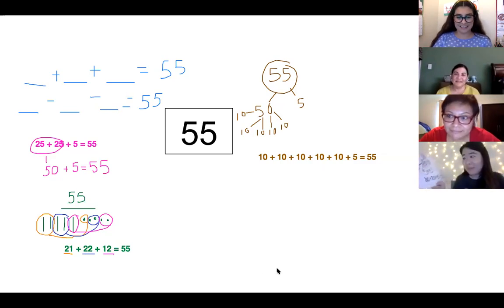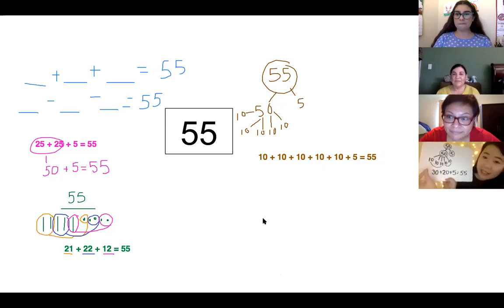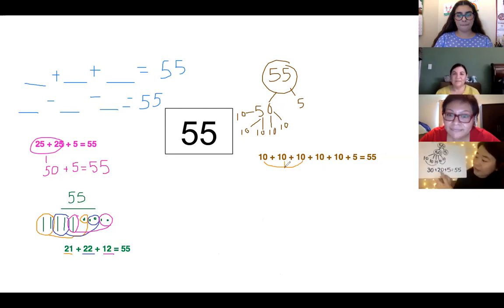I kind of did the same thing. I started with what I knew, and I didn't erase how I decomposed last time. So I just grouped my tens together. So I grouped 3 tens together to make 30, and then I grouped the second 2 tens over here to make 20, and then the leftover 5. So 30 plus 20 plus 5 equals 55.